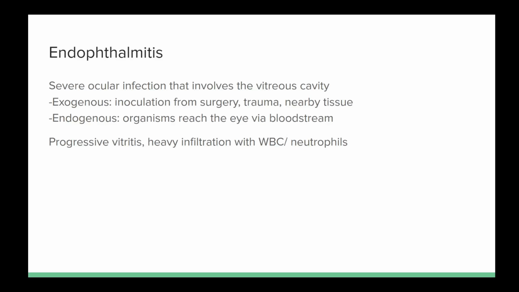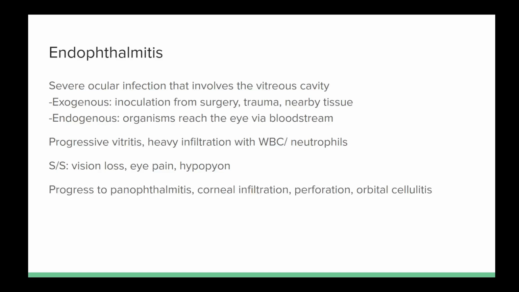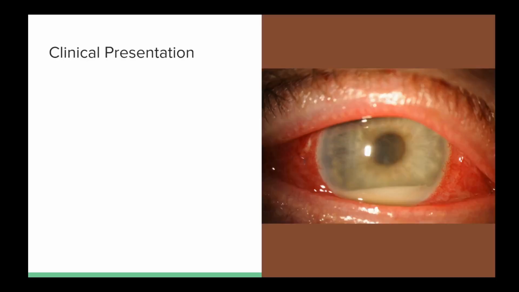It involves progressive vitritis, a heavy infiltration of the orbit proper with white blood cells and neutrophils. These patients have even worse symptoms. They have vision loss, they have a hypopyon in the anterior chamber, their eye hurts, they have a headache. And then it can progress to panophthalmitis, where the whole eye is involved, corneal infiltration, perforation, and then orbital cellulitis is also included in that. This is the worst form of eye infection and frequently results in visual loss or even permanent visual impairment.